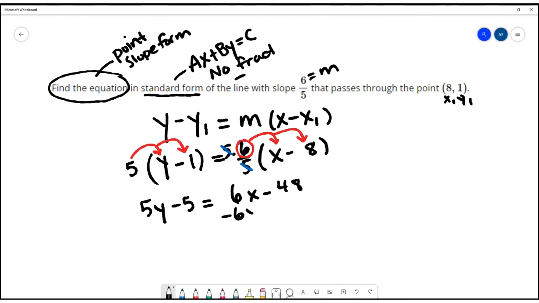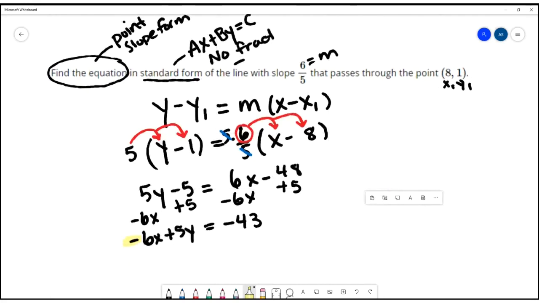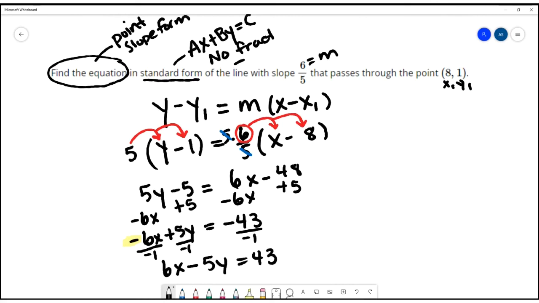Now I want to collect the x's and y's to the left. So I'm going to subtract 6x. And I'm going to collect the constant on the other side, so I'll add 5. This gives negative 6x plus 5y equals negative 48 plus 5, and that's negative 43. So one final thing, remember I don't want this negative leading on my standard form, so I'll divide every term by negative 1. And we get 6x minus 5y equals a positive 43.